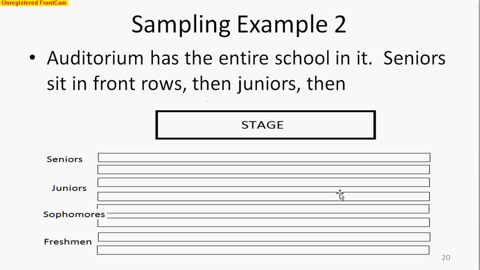All right, if I want to do a stratified, well, again, they're already broken down into grade. So I would go to the seniors and take 5 seniors. I would go to the juniors, randomly take 5 juniors, take 5 from the sophomore class, take 5 from the freshman class, 5 from each class.